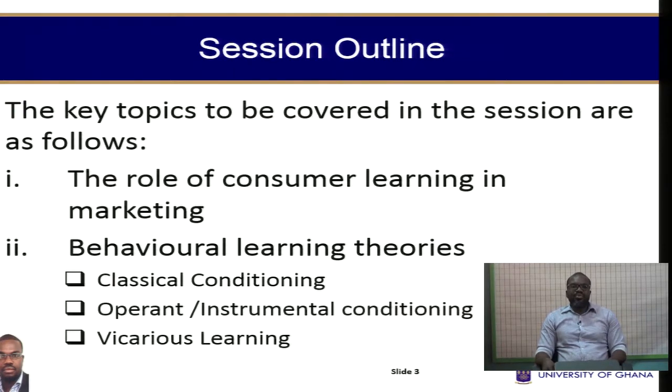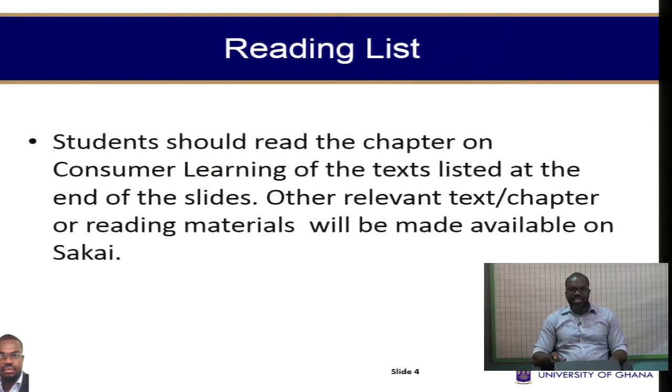There are two schools of thought as to how consumers learn or how they acquire marketplace information for future-related decision-making. But for our purpose, we only focus on some behavioral learning theories. In the process, we'll look at classical conditioning, operant or instrumental conditioning, and then if time will permit, vicarious learning. And then we'll look at the implication for marketing strategy.